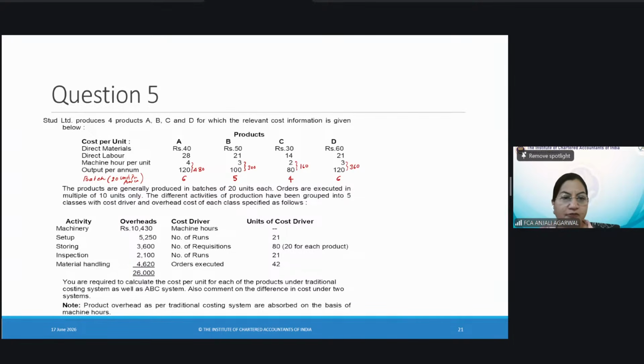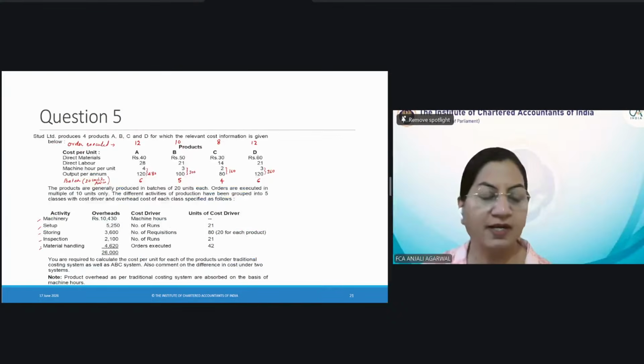Orders are executed in multiples of 10 only. So you will see how many orders executed. I'll write here orders executed for all the four products. I'm writing here not for the examination purpose, where you will have a separate table showing all these calculations or working note, but just because if I move to the next sheet, I'll have to again look for the figures. It's given for the 5 activities: machining, setup, storing, inspection, material handling.